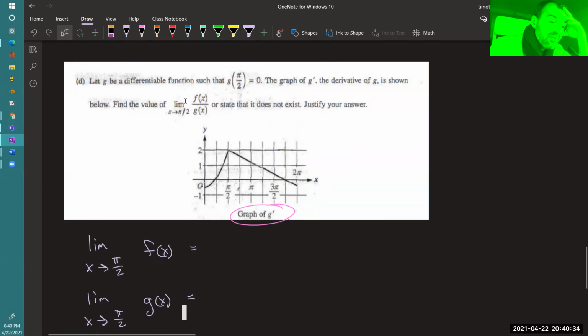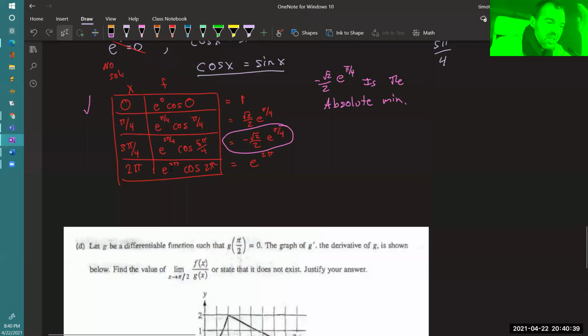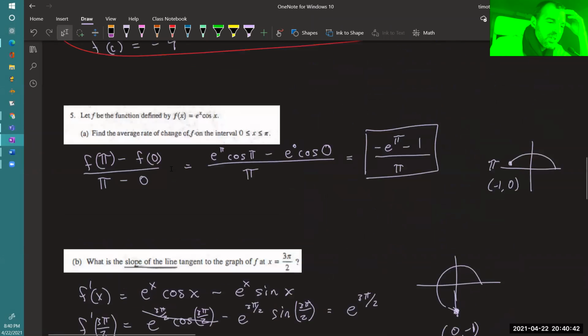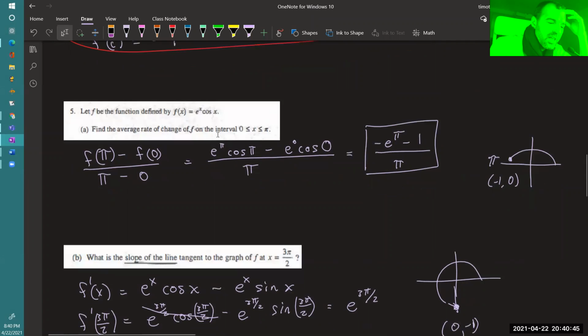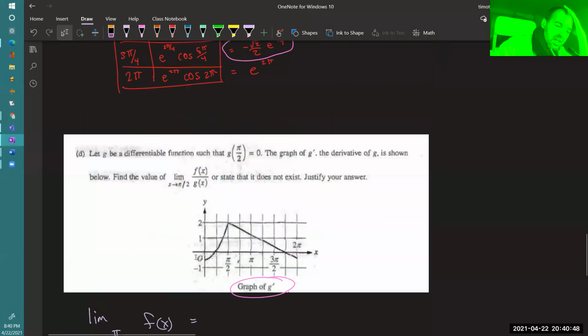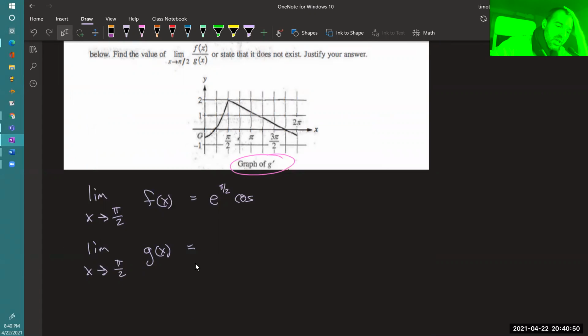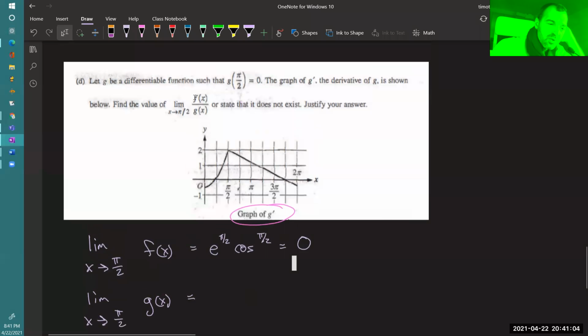So anyway, let's look at it here. What is F? This is part D. So F is given way up here. Where is it? Here it is. e to the x cosine x. So it's basically e to the pi over 2 cosine of pi over 2, which is, what's the cosine of pi over 2? That's 0. All right. So that limit is 0. So it's begging you to use L'Hopital's rule. You say, the numerator is 0. Let's see. If the denominator is also 0, then you're good to go.